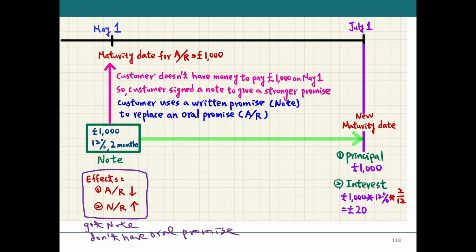Okay, so what's a debit, what's a credit? Debit, notes receivable. Credit, accounts receivable. Any questions? No problem. At this moment, do we need to consider interest on the first day when you got a note? You don't need to. Why?